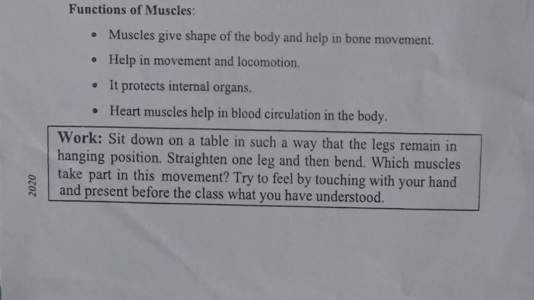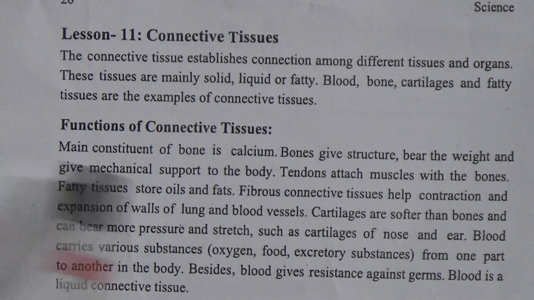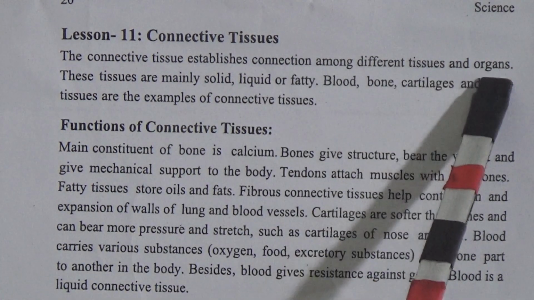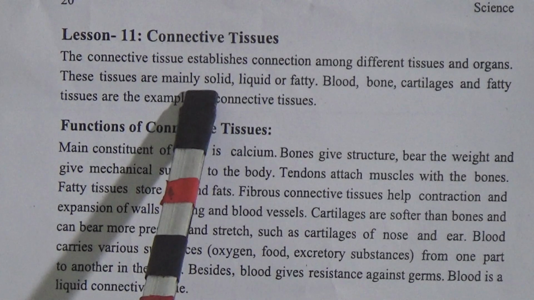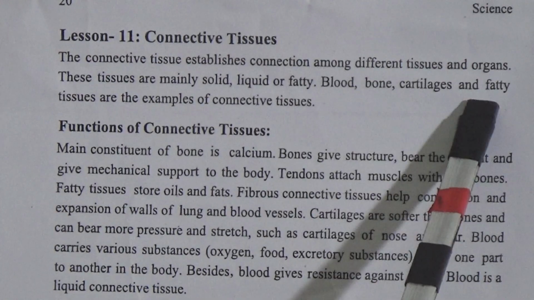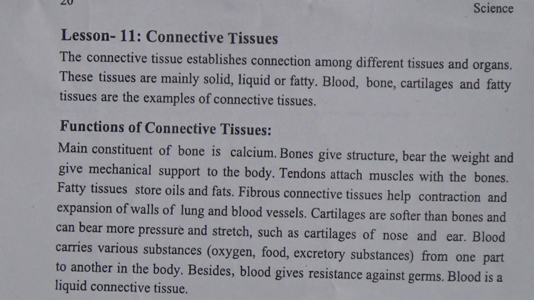Students, now come to page number 20. This is lesson 11, connective tissue. The connective tissue establishes connection among different tissues and organs. These tissues are mainly solid, liquid or fatty. Blood, bones, cartilage and fatty tissue are examples of connective tissue.